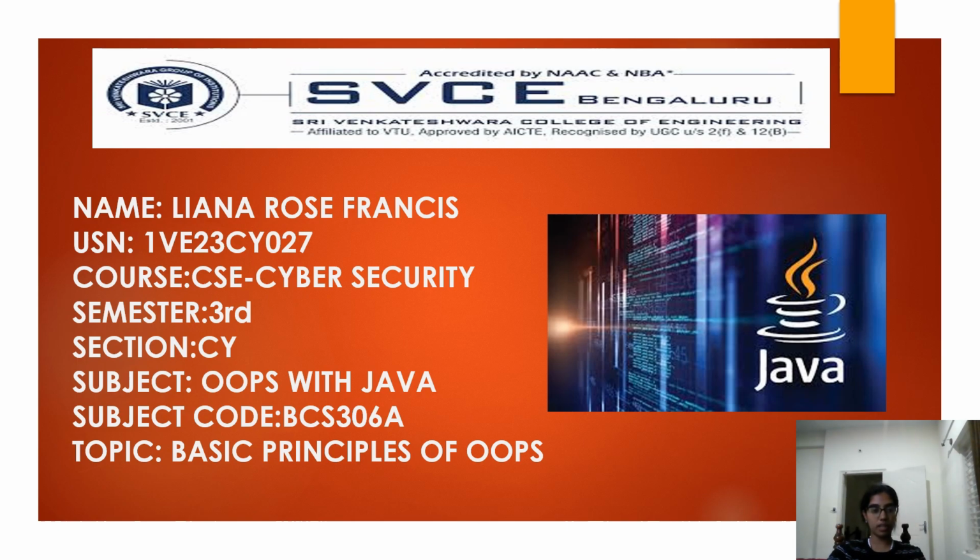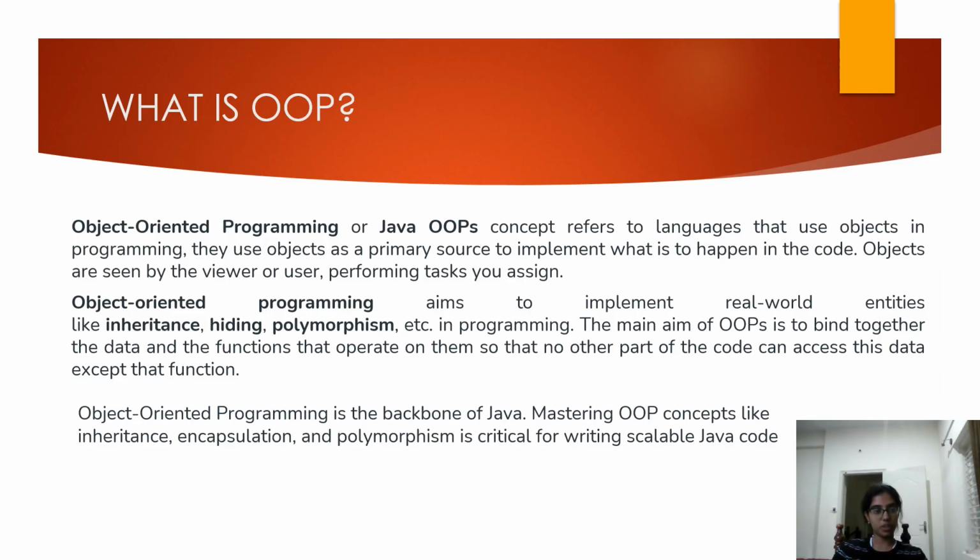So today's subject will be OOPS with Java, and its topic is basic principles of OOPS. What is OOP? OOP is nothing but object-oriented programming. It refers to languages that use objects in programming. They use objects as a primary source to implement what is to happen in the code. Objects are seen by the viewer or user performing tasks you assign.